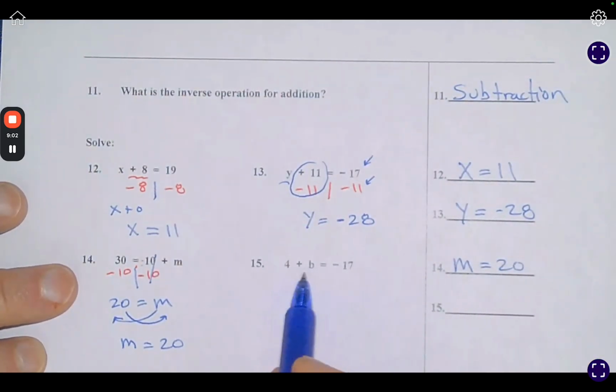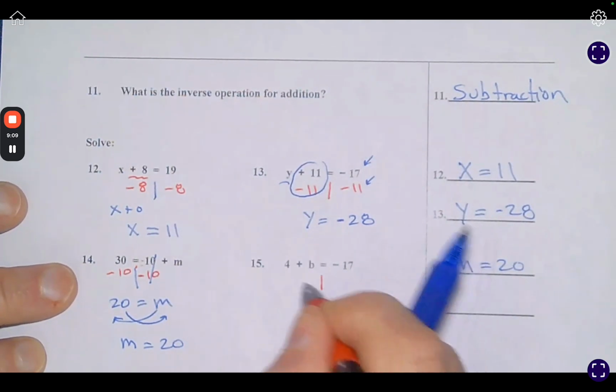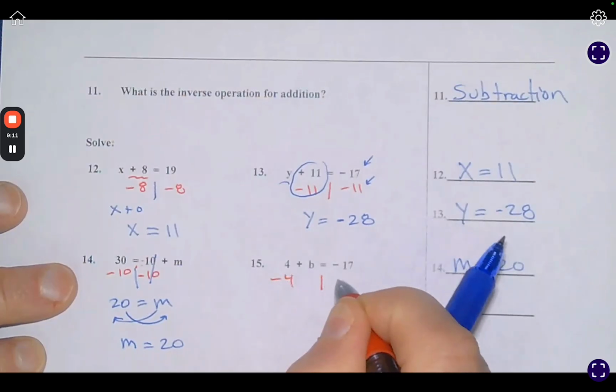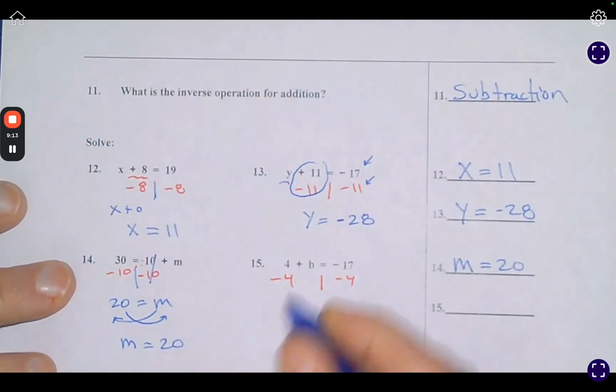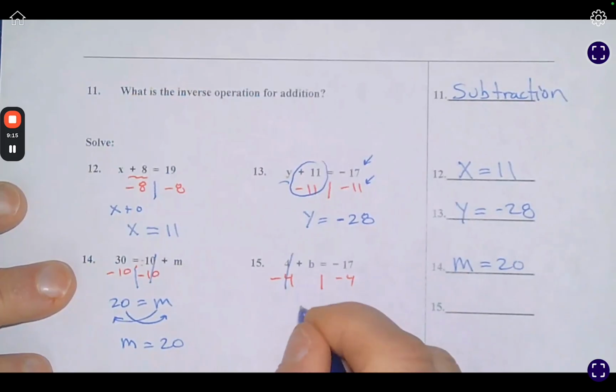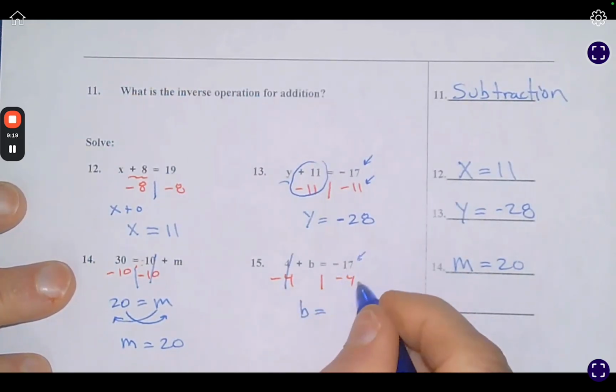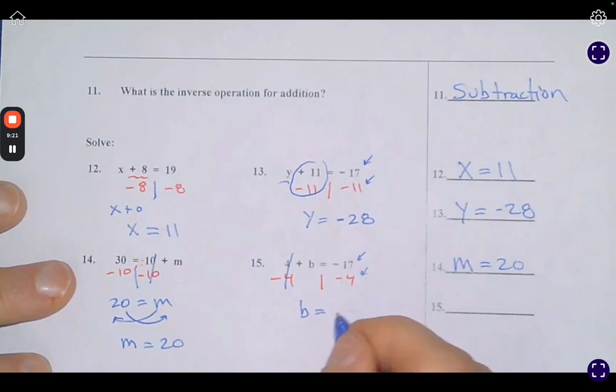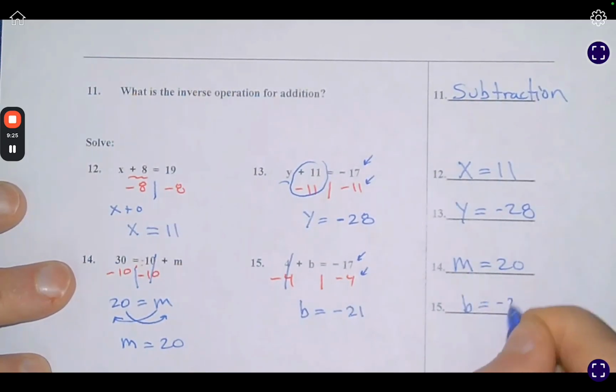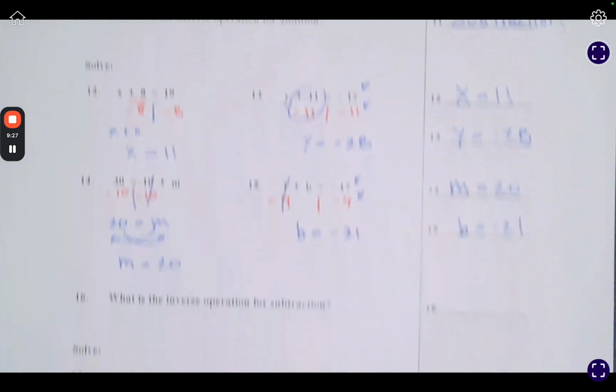Ooh, they kind of tricked me up here too. That b is now inside. That's a positive 4 there. That's a positive 4. So I'm going to do the opposite of a plus 4. That's a minus 4. That goes to 0. I'm left with b equals negative 17, and negative 4 gives me a whole lot of negatives. Negative 21. All right, good job. Good job. Keep it up.